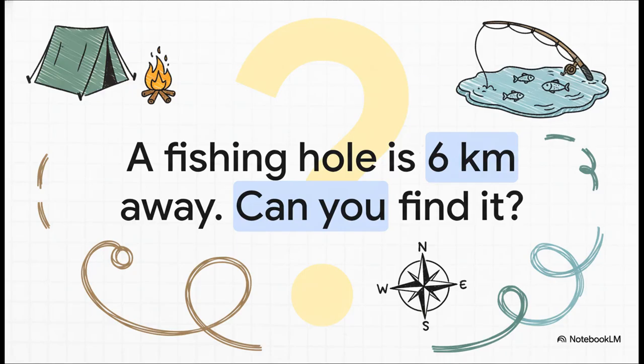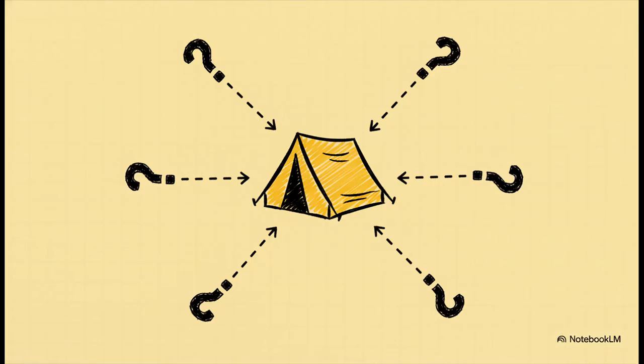All right, picture this. We're out camping and I come back all excited. I tell you, I found an amazing fishing spot and it is exactly 6 kilometers from our tent. You've got the distance, you're ready to go, but which way do you walk? North, south, east? You could literally walk in a perfect circle 6 kilometers out from the tent and never, ever find it. And that right there is the whole problem.